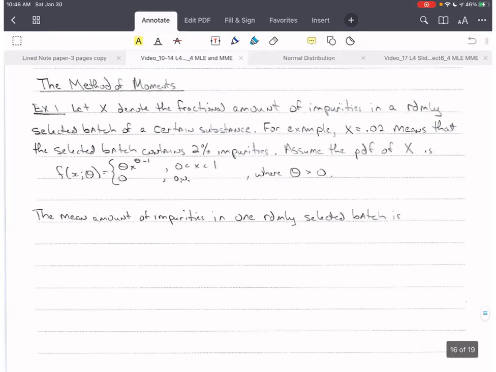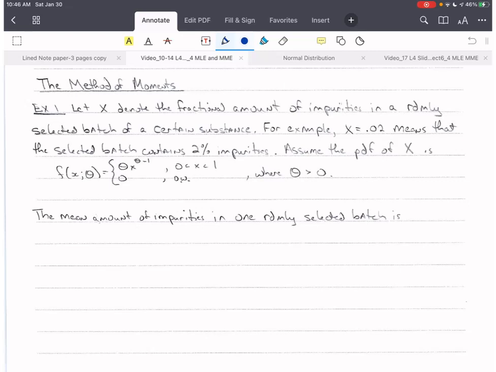This is best explained by an example. This is a very easy concept, but I'm going to start with this example and then summarize it at the end. All right. So in this example, X is going to denote the fractional amount of impurities in a randomly selected batch of a certain substance. So it's a certain chemical or what have you. Or it could be dirt or who knows, but some substance. For example, x equals 0.02 means that the selected batch has 2% impurities.